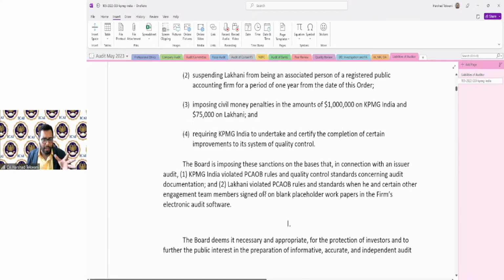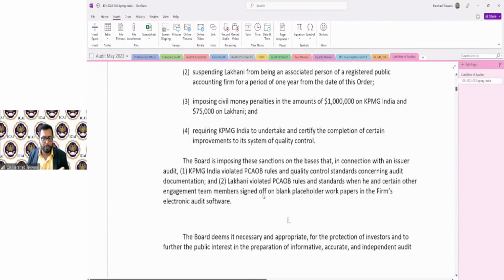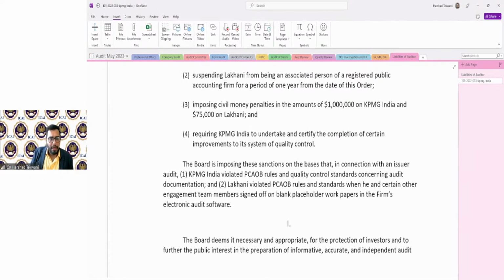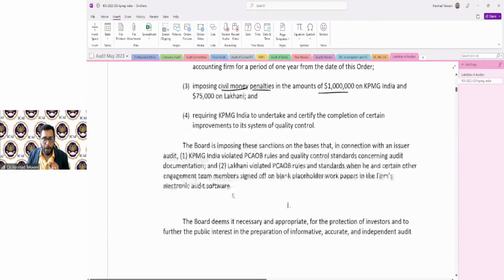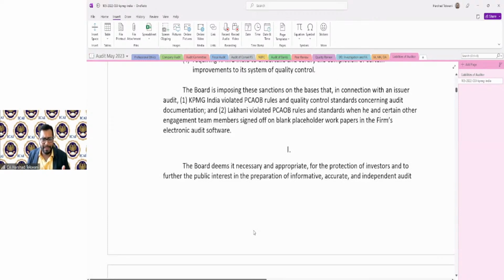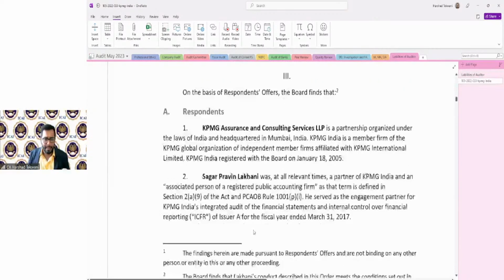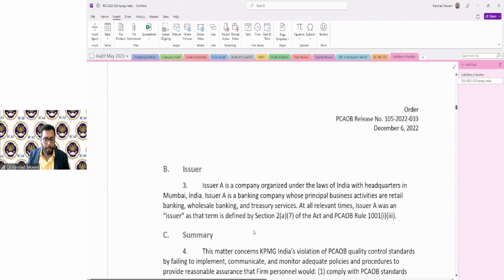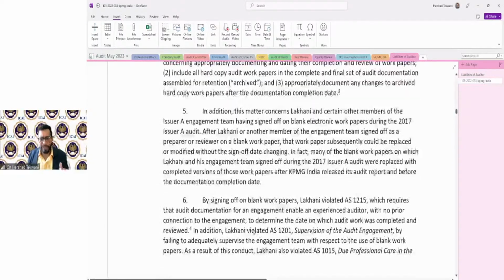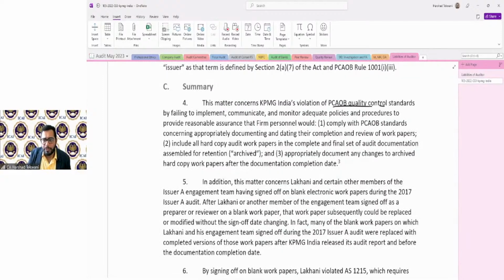One of the defendants here was an Indian company, an Indian entity. I'll not focus on the name, but in this particular case, civil money penalties of 1 million US dollars have been imposed on the Indian auditors. Why? Because there were issues, and I'll discuss how the auditor was held liable in this case. There were some PCAOB quality control standard violations discussed here.